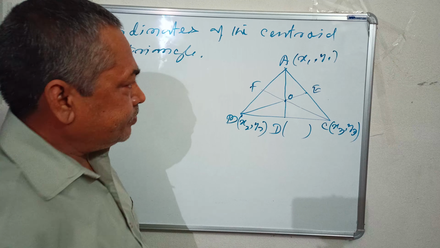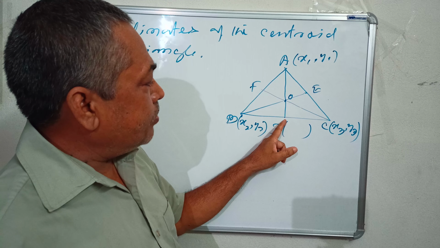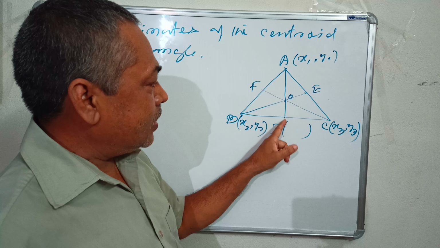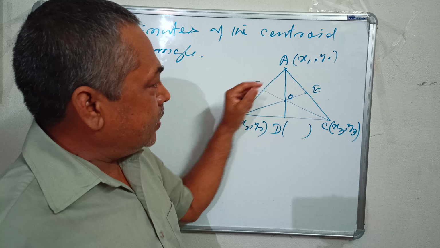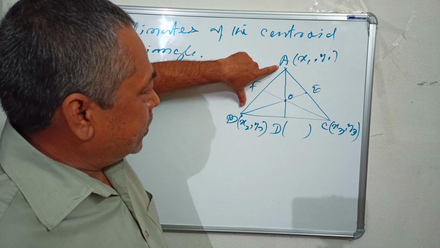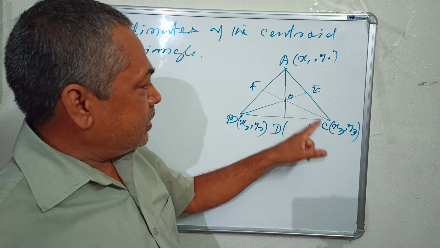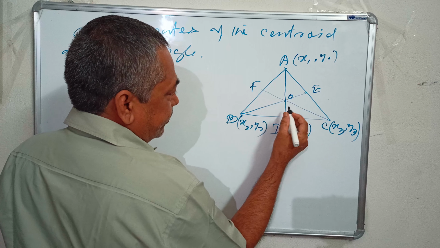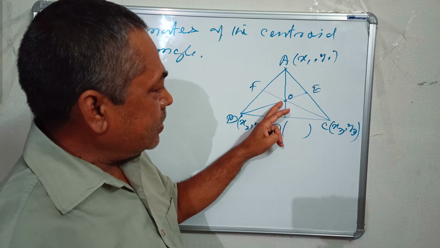Median means what? The line segment joining any vertex to the midpoint of the opposite side of a triangle is called a median. That means D is the midpoint of BC. Similarly, E is the midpoint of AC and F is the midpoint of AB. Now all three medians AD, BE, CF pass through the same point.